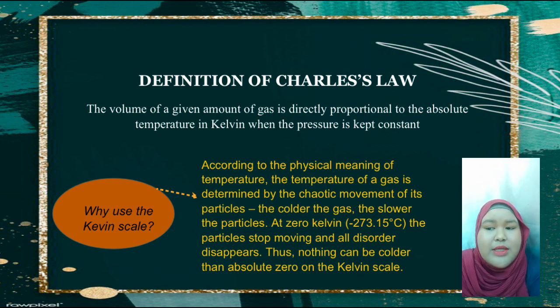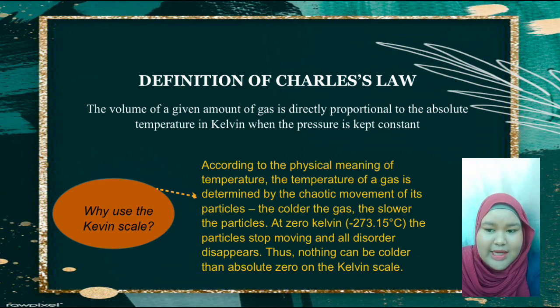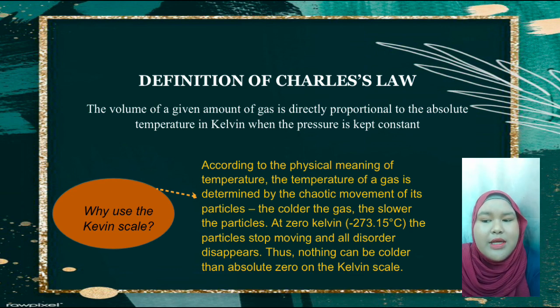That was because, according to the physical meaning of temperature, the temperature of a gas is determined by the chaotic movement of its particles. The colder the gas, the slower the particles. At 0 Kelvin, which is negative 273.15 degrees Celsius, the particles stop moving and all disorder disappears. Thus, nothing can be colder than absolute zero in the Kelvin scale.